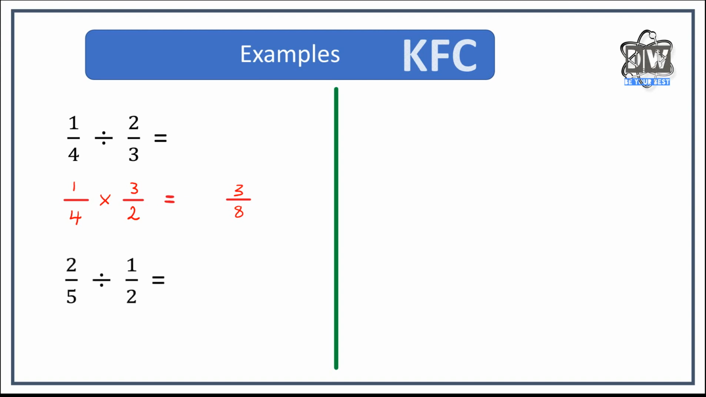Okay, for the next one, I will do one more with you, and then I'm going to let you loose on the rest of the questions. So the first one is we're going to keep 2/5. We're going to flip 2/1, and we're going to change to a times symbol. 2 times 2 is 4. 5 times 1 is 5. And that is it. That's simply how easy it is.